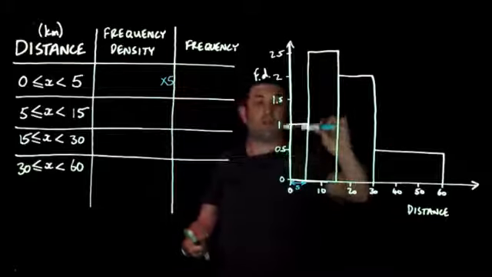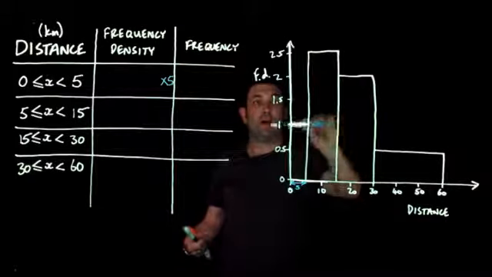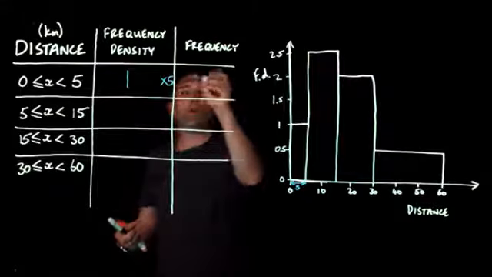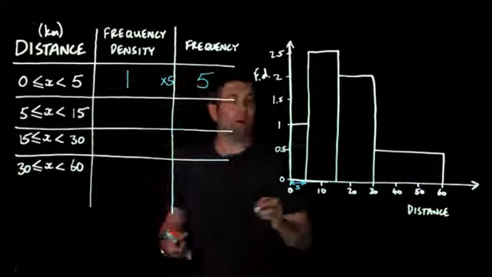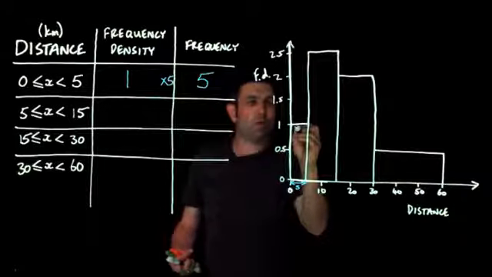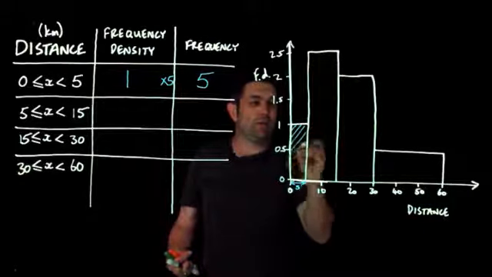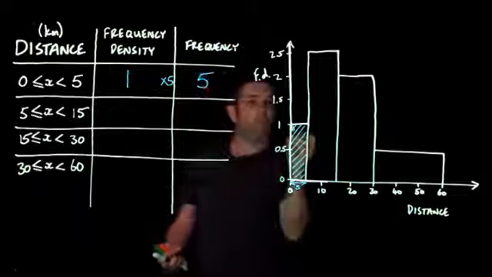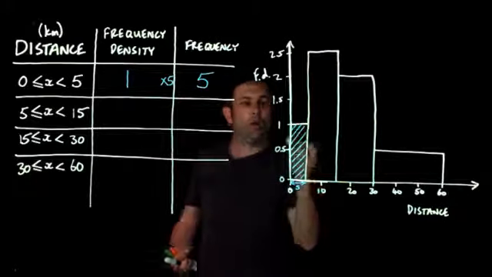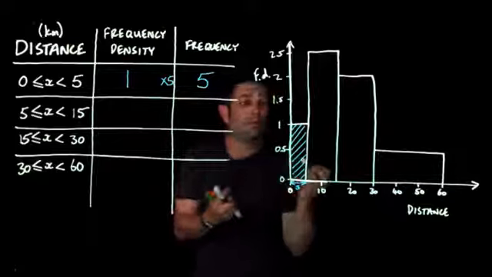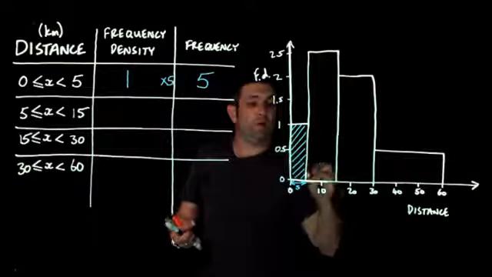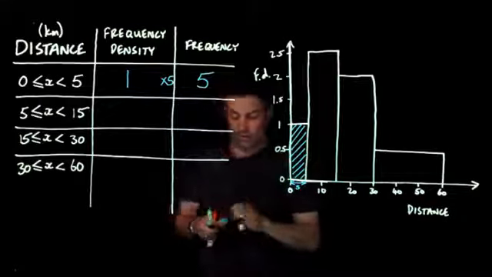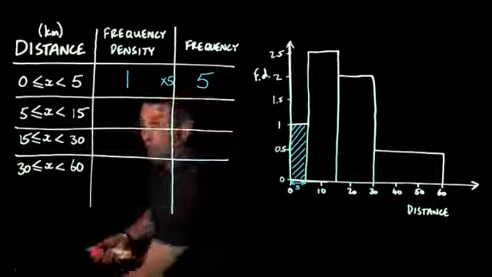Now the frequency density is how tall the bar is, and I read that off here, which is 1. And 1 times 5 means that there were 5 people in that group. At the same time, if you look at this rectangle, the area of that rectangle is 5. It's 5 across and 1 tall. I know it doesn't look to scale, but on these it never will. So just bear in mind that the area of the bar will be the frequency as well. I'll show you how that works when I'm doing the next one.